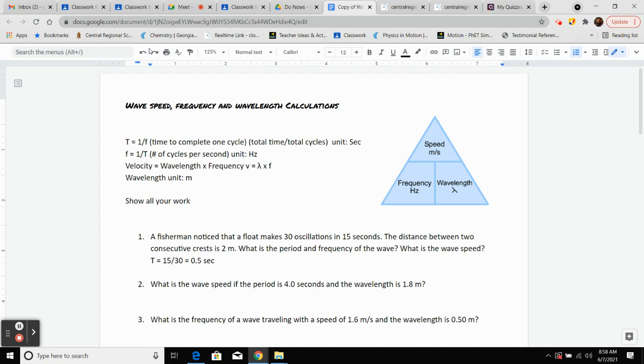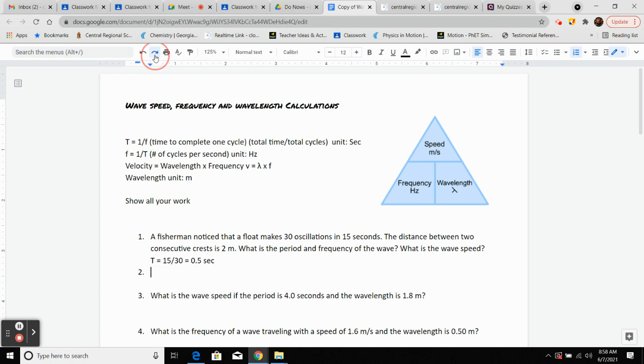Okay. Now frequency. I can find frequency one of two ways here. I could do frequency is equal to 1 divided by the period, or the total number of cycles per time, in which case that would be 30 over 15. So we have 2 hertz, 2 hertz as our frequency.